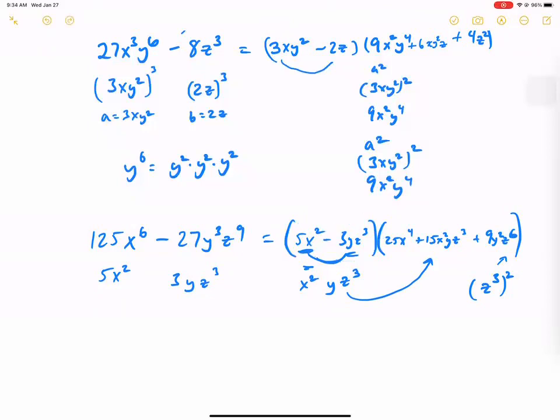That's why the pattern is a minus b, then a squared plus, just multiply a and b together, plus b squared. That's what the pattern is. We only square the front and we only square the back. That's it.